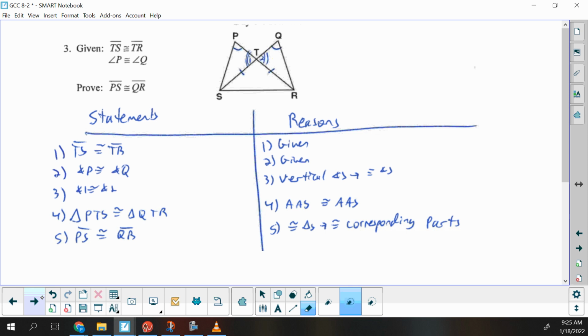This one's a little shorter, so we're going to give you 30 seconds to look through your proof and compare it.